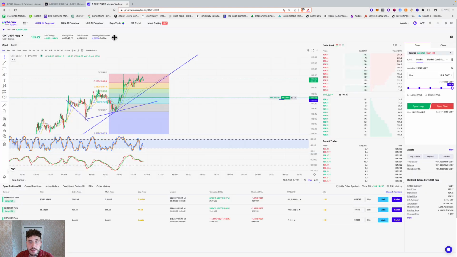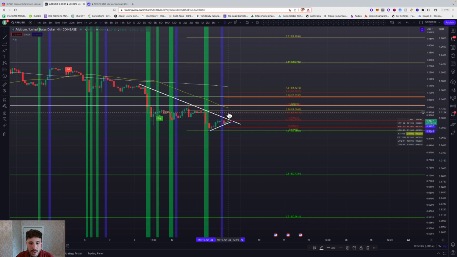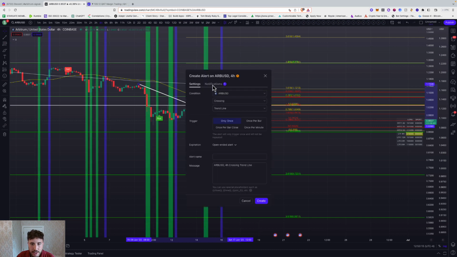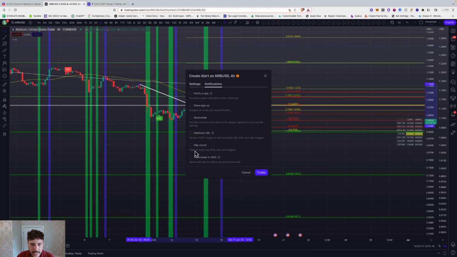So then we're going to Phemex, and we're depositing money on the exchange. We're preparing for that moment where we see a breakout of Arbitrum to long it, or a breakdown of Arbitrum to short it. So what we can do, two things. We can sit here and wait all day for it to happen and watch it, or we could right click and add an alert on the trend line and then have it send us a text message.